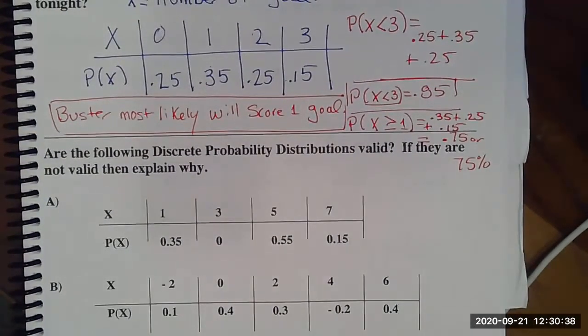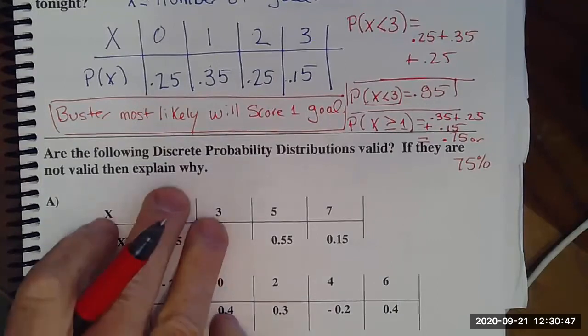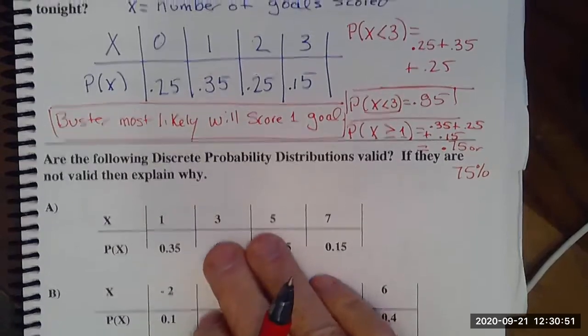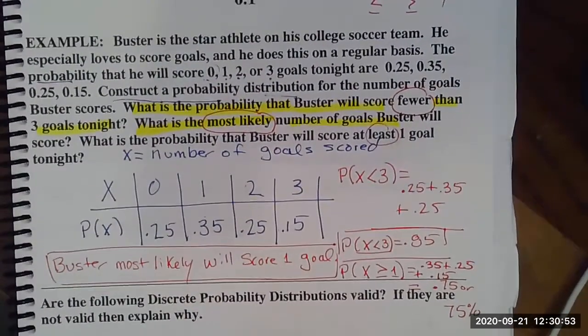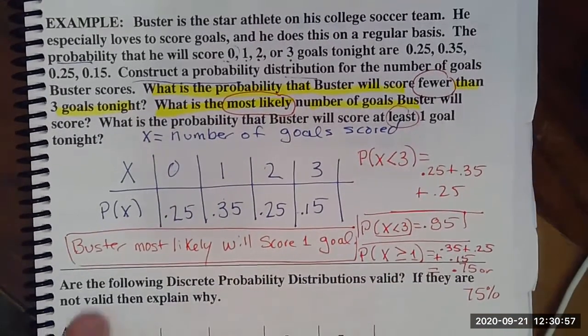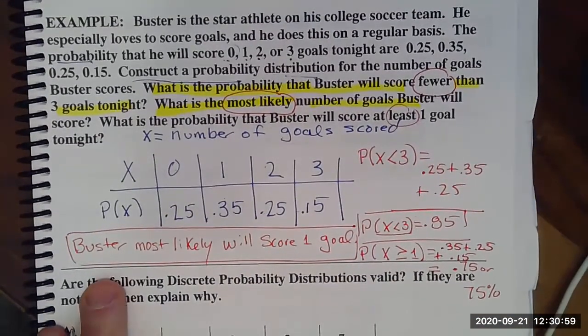I'm sorry, Jeff, I'm still not understanding. So will we always be given the probability in the question, like the probability of X? So it says like 0.25. So 25%, 35%, 25%, 15%. Like it says it right here. Yep. But will we? Did it say it over here?